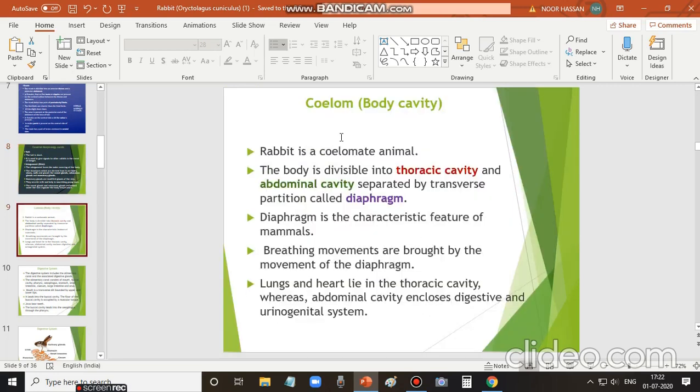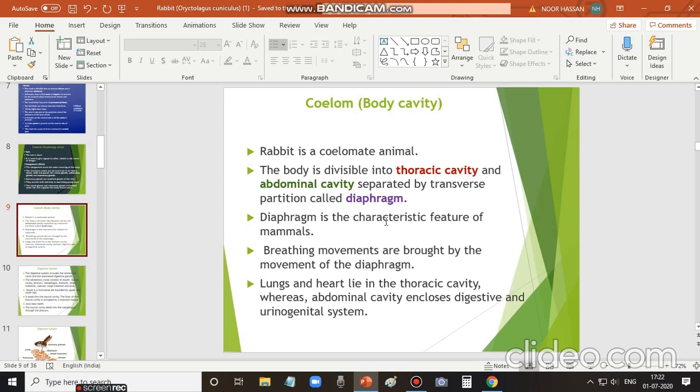It is about the coelom or the body cavity. Rabbit is a coelomate animal, that is, inside there is a coelom or body cavity. We already learned that the trunk is divided into thorax and abdomen, and inside there is a cavity. In the thorax it is called the thoracic cavity, and the cavity in the abdomen is called the abdominal cavity. These cavities are separated by a transverse partition called the diaphragm.